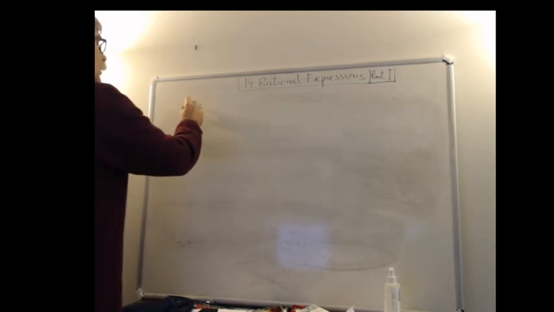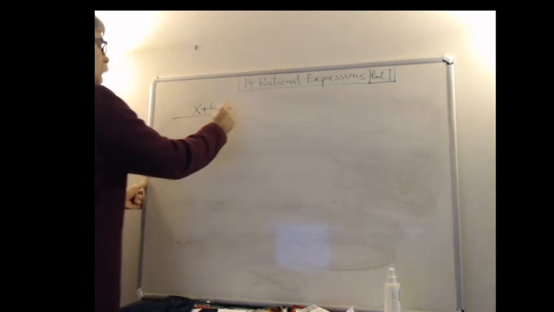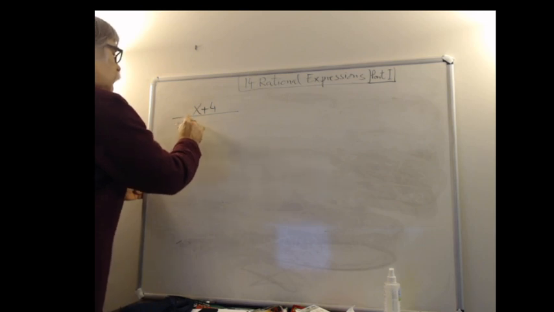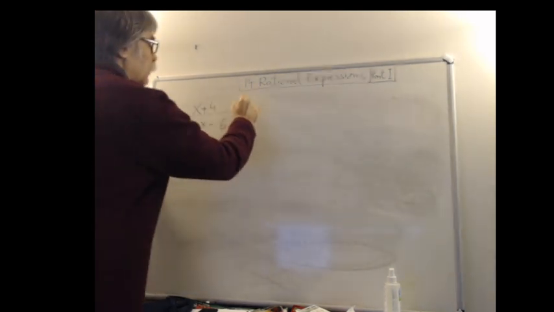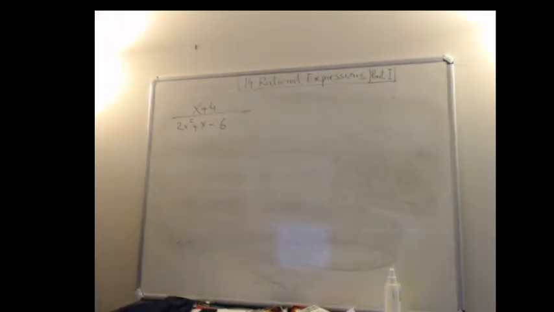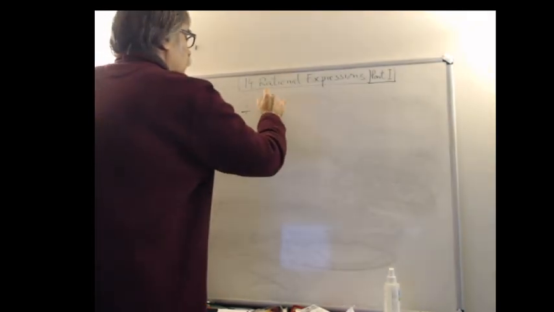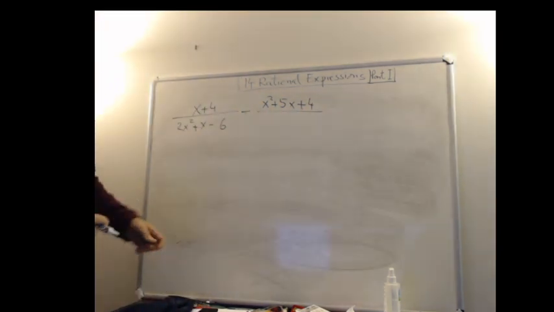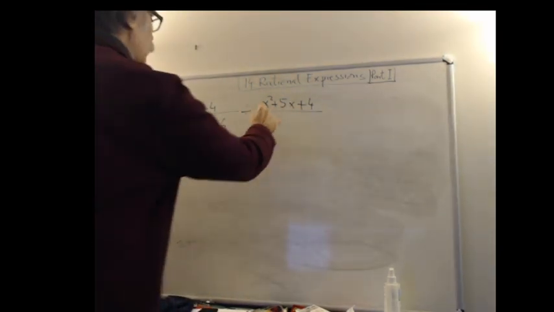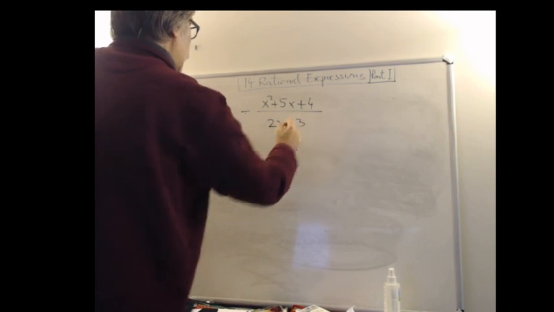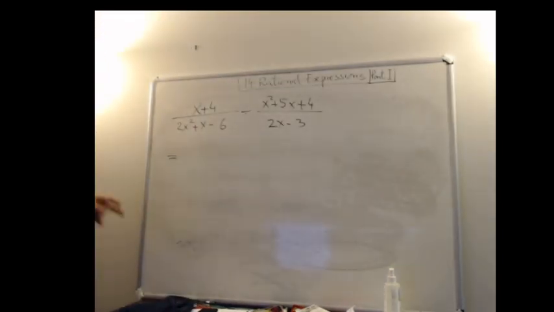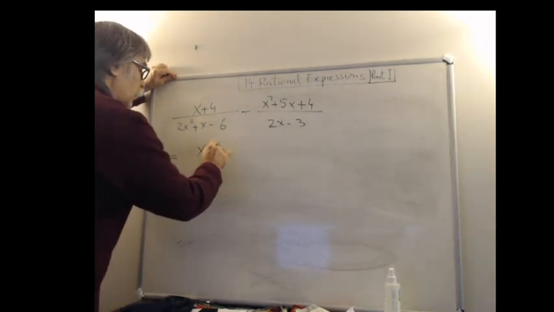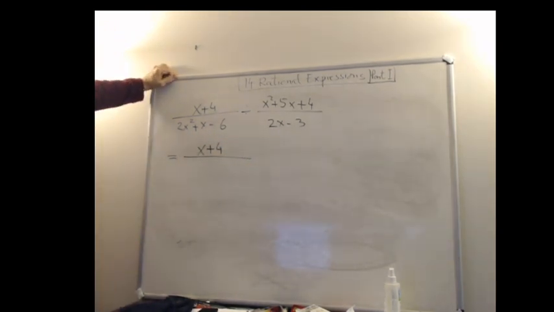I have x plus 4 and 2x squared plus x minus 6 divided with x squared plus 5x plus 4 divided with the 2x minus 3. Okay? Again, flip it, multiplication. X plus 4, and I already know I'm gonna have to factorize, so I want to do that immediately.